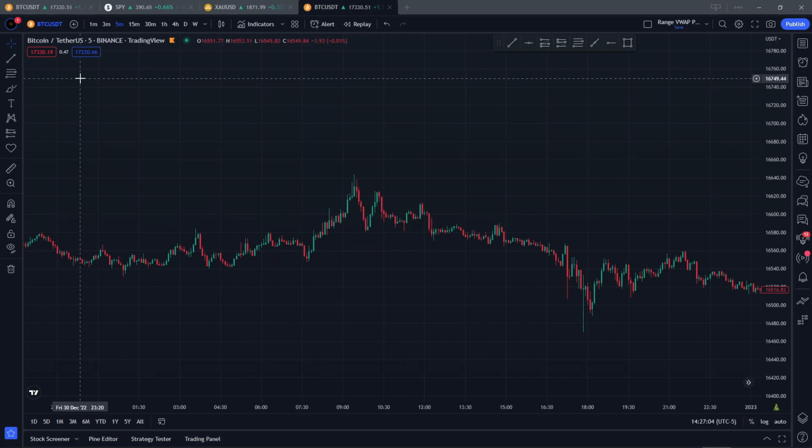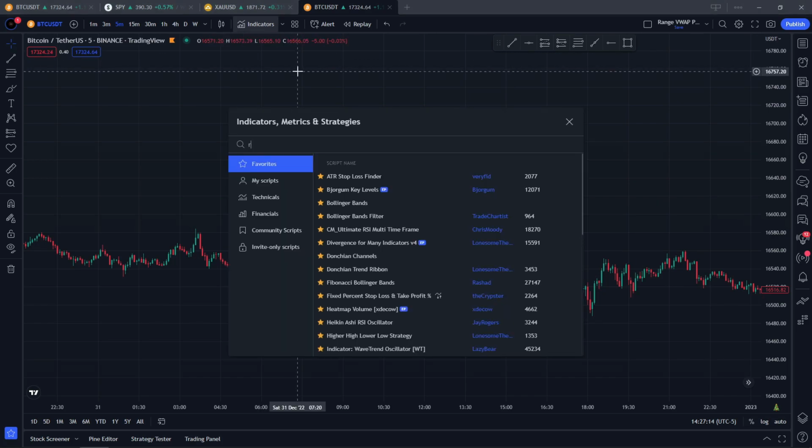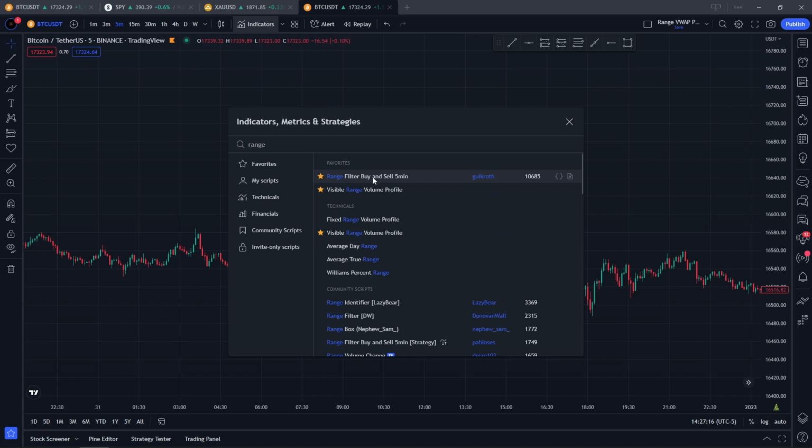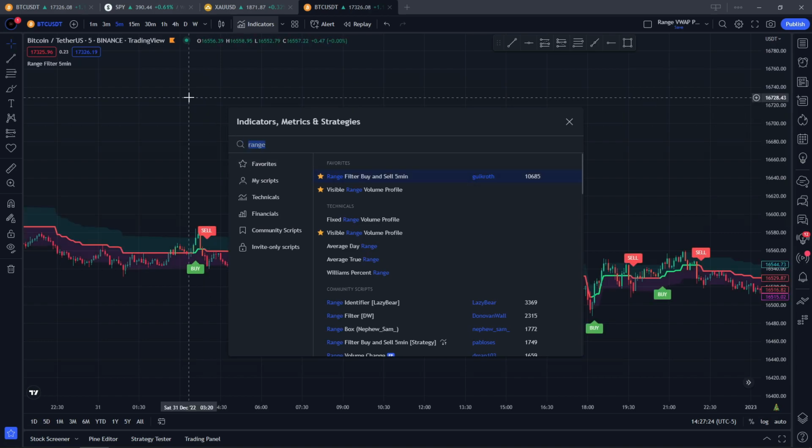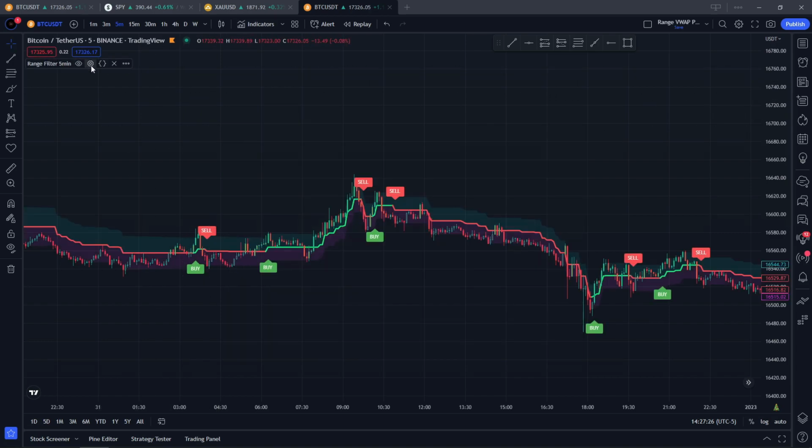So I brought up here, I have the Bitcoin USDT. It is currently on the 5 minutes, and this is what the indicators are. First up, we have the range filter, buy and sell 5 minute. It's called the buy and sell 5 minute by this guy, Roth. Go ahead and put that on your chart. We're gonna have to make some adjustments here, fam.